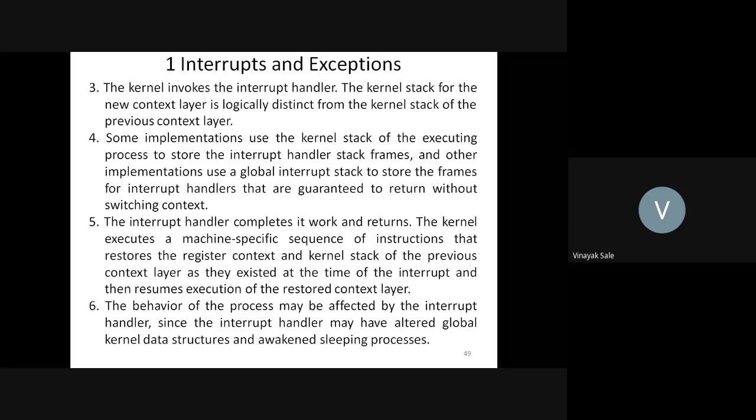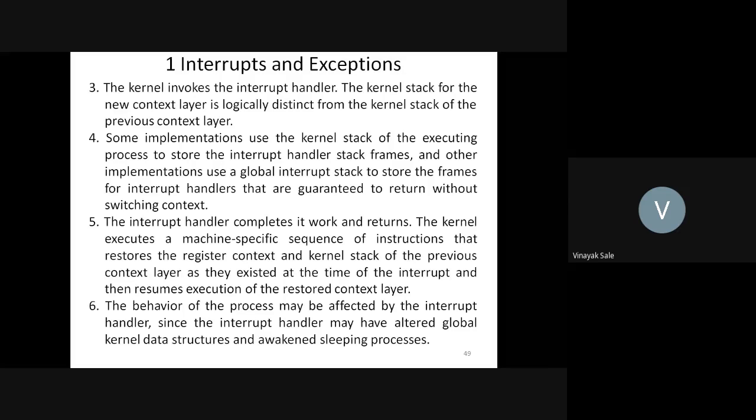The interrupt handler completes its work and returns. The kernel executes a machine specific sequence of instructions that restores the register context and kernel stack of the previous context layer as they existed at the time of the interrupt, and then resumes execution of the restored context layer.